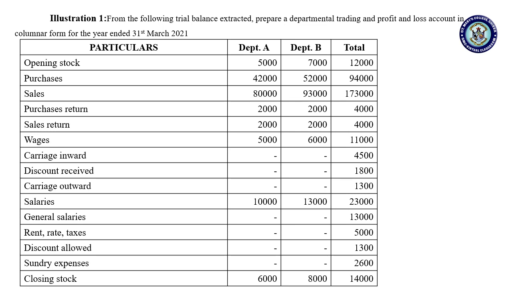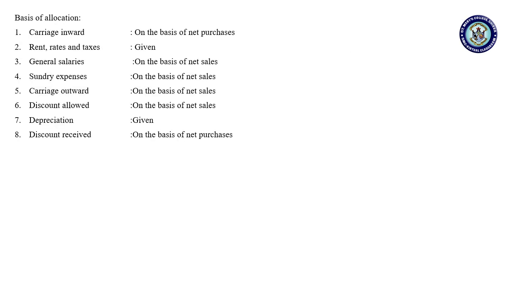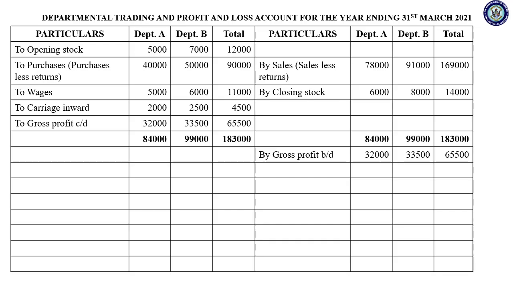So the question has been already dictated. I think you copied the question as well as the entries and the basis of allocations. Correct? Okay. Till here we stopped in the previous class and we'll just continue with that. So before we move to the P&L account, we'll just brief out what we studied in the previous class.